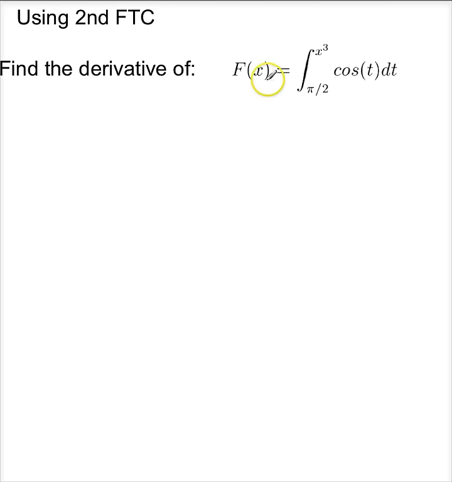Now what if we have something like this? F of x is equal to the integral from pi over 2 to x cubed of cosine t dt. Let me make a substitution. This is not x, so I can't use the fundamental theorem directly. So what if I let u equal x cubed, and du is 3x squared.